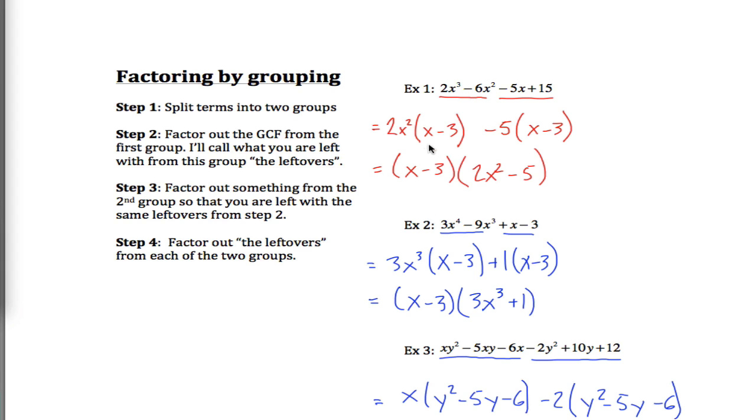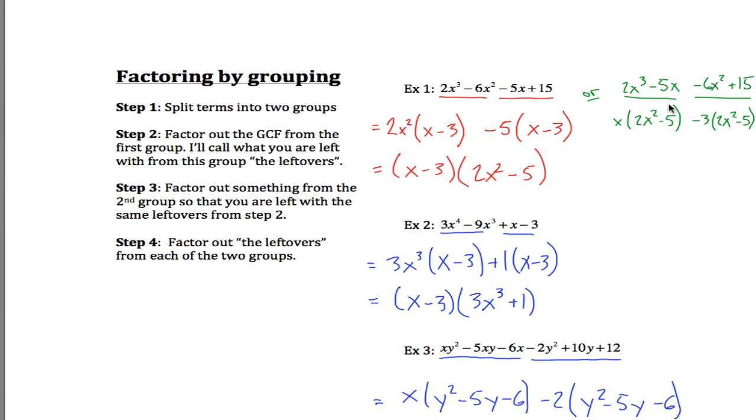Something that you might find interesting, maybe you don't, so this is some bonus material here, is that if I had grouped these a little bit differently, if I had grouped the 2x cubed with the negative 5x, that would leave me in the other group negative 6x squared plus 15. Here's one group, here's the other group. My greatest common factor over here is just an x. And what I'm left with is 2x squared minus 5. But over here there'll be something that I can factor out that will leave me with 2x squared minus 5. In this case it's negative 3.